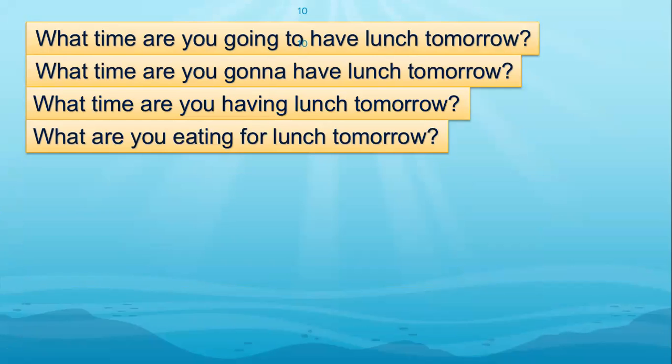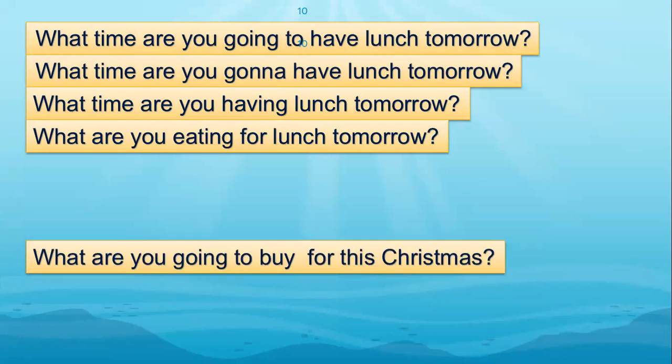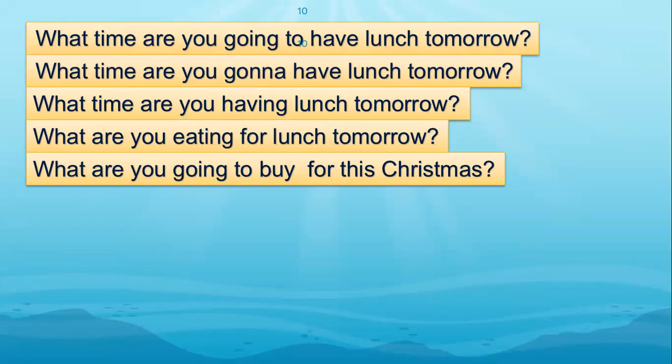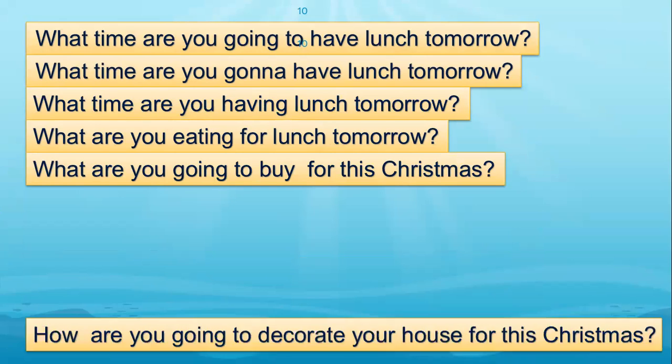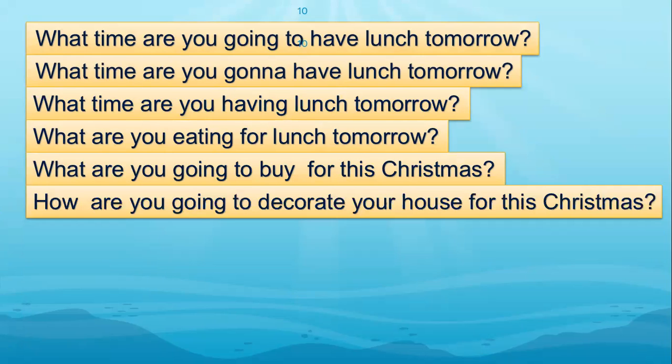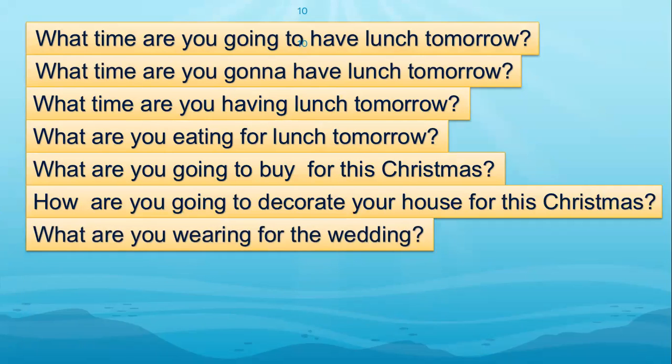Then you can ask, what are you eating for lunch tomorrow? What are you going to buy for this Christmas? For this Christmas? That's a time mark, right? How are you going to decorate your house for this Christmas? That also is a time mark for Christmas.